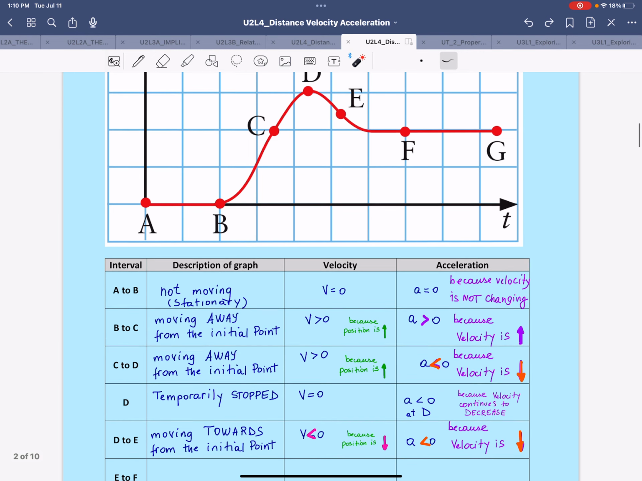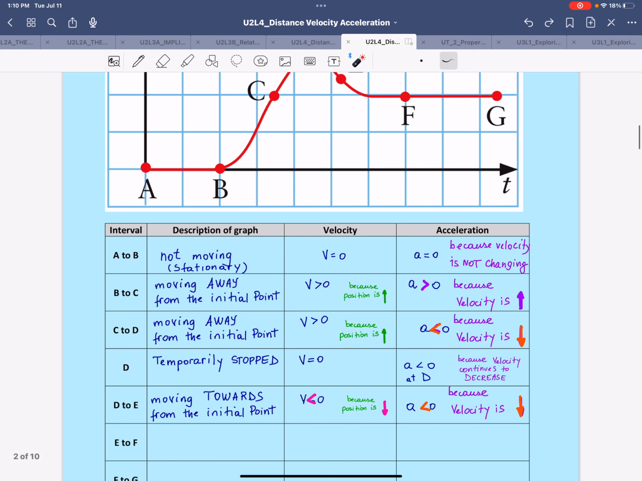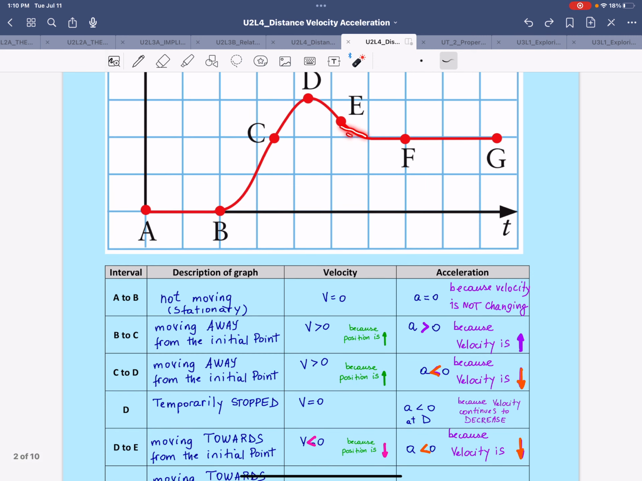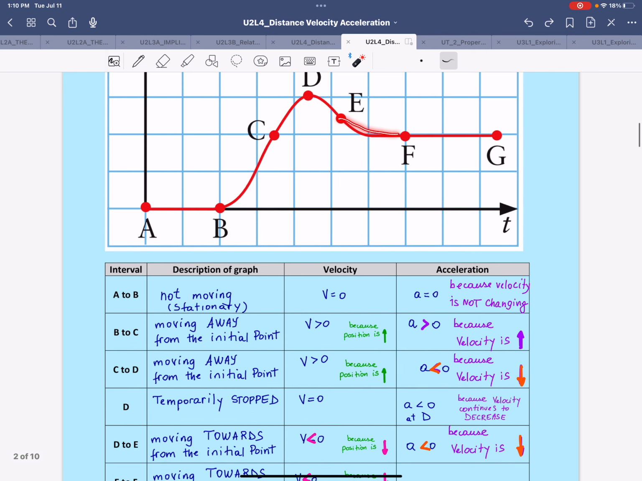Now from point E to point F, we have a smoother curve in here. As you can see, the object is still getting closer to the initial point, and that's because the distance goes from 2.5 to 2 units here. So we're going to say that the object is moving towards the initial point. When it comes to velocity, all we have to do is look at the slope of the tangent, still negative, getting to 0, close to F is exactly 0. And we'll say that in this case, velocity is negative because position is decreasing, so it's going towards the initial point.